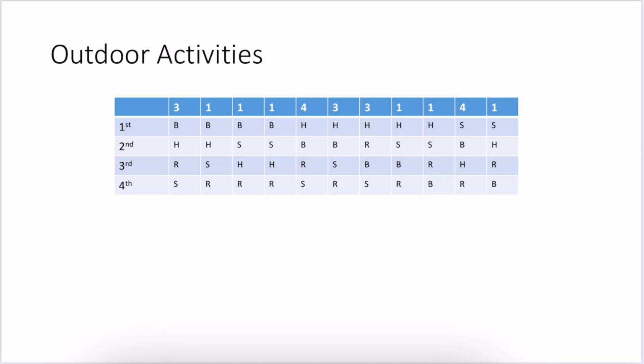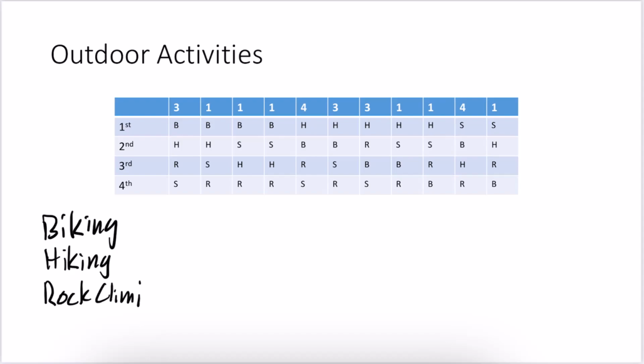So this summarizes some votes based on favorite outdoor activities. So B stands for biking, H stands for hiking, and R stands for rock climbing, and S stands for skiing. So pause this video and determine the winner with the instant runoff method, and then restart the video to see the correct answer.